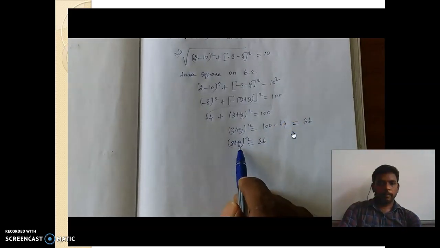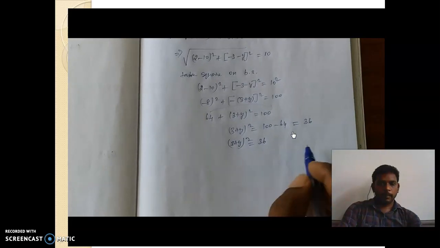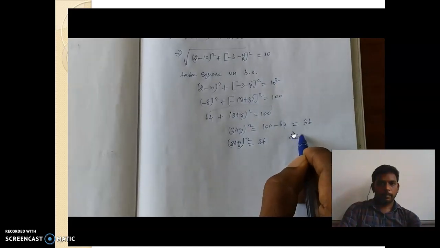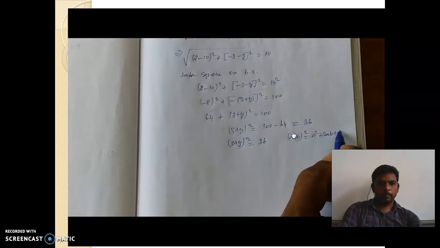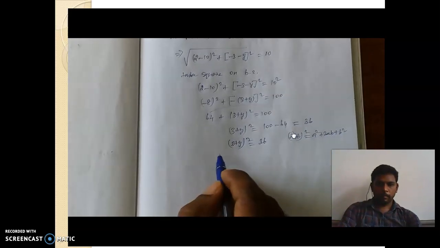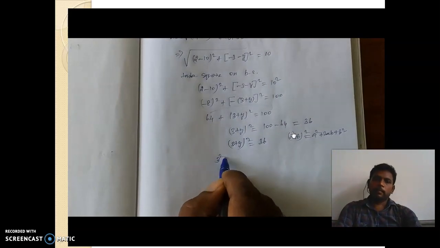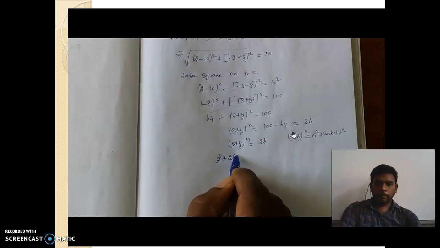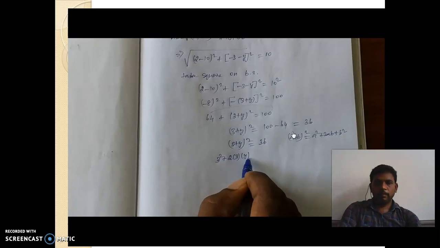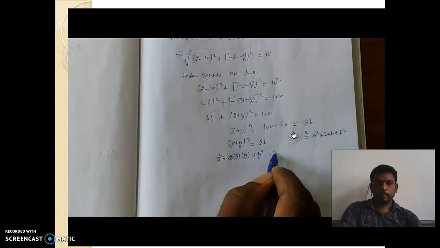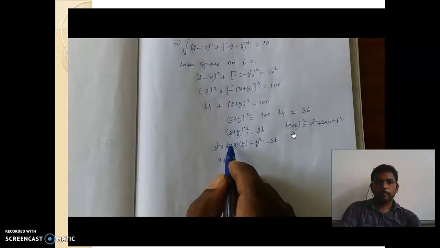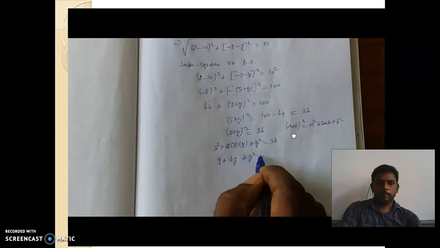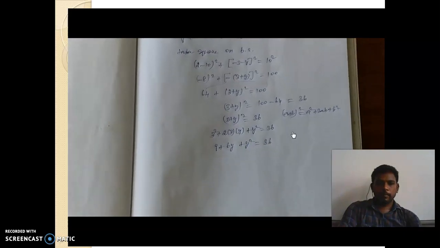How can we expand the left hand side? By using the (a plus b) whole square formula. What is the (a plus b) whole square formula? (a plus b) whole square equal to a square plus 2ab plus b square. So what will come here? 3 square plus 2 into 3 into y plus y square equal to 36. Right? So 3 square is 9, multiply these two, so 6 into y, 6y, plus y square equal to 36, right?